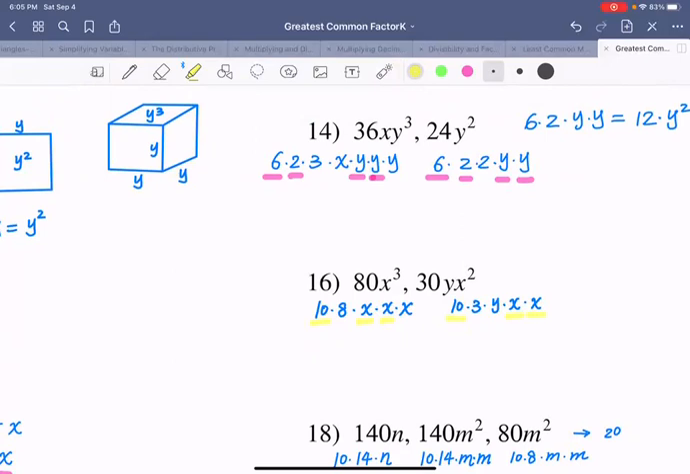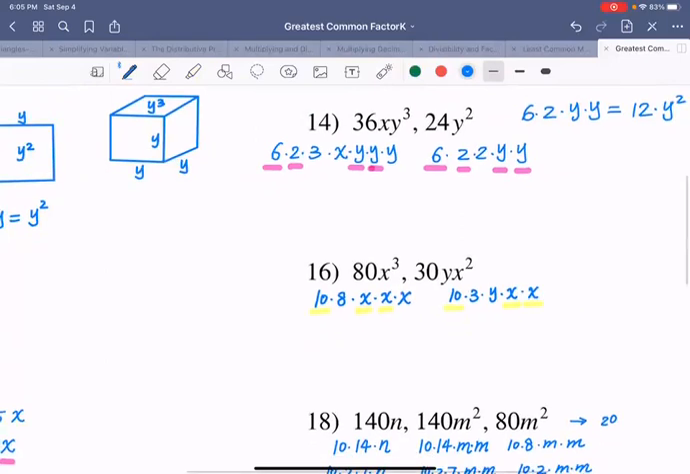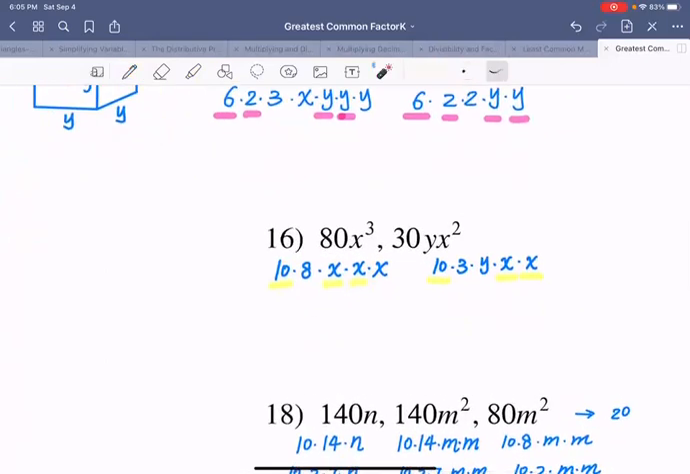Yeah, that's it. 10 times x to the third. Hey, hold on. Look, this x squared guy is in common. This guy is common. So this greatest common factor is 10 times x times x, 10x squared, right? Yes.